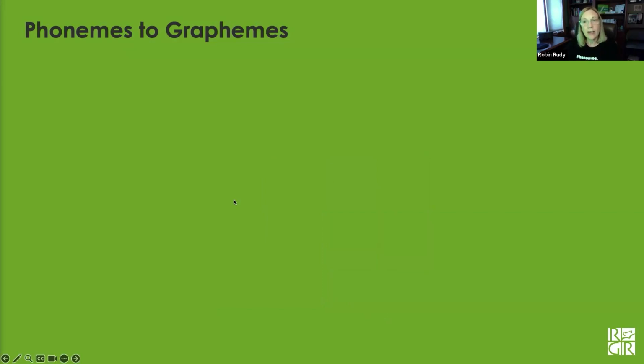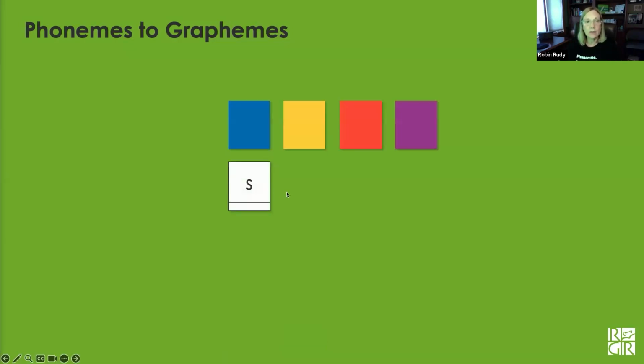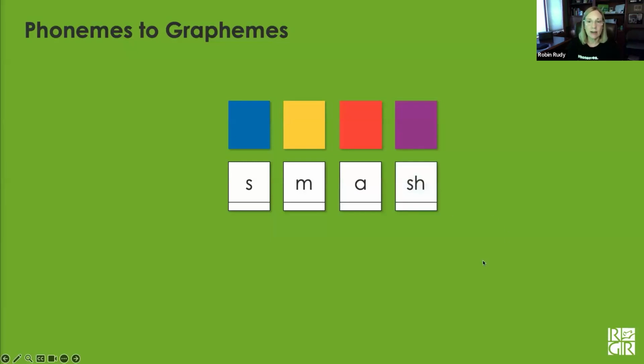Now, let's try it with another word. I want everyone to say the word smash and stretch it with me. Smash. How many phonemes did we hear? 4. So we're going to put out 4 color tiles. And then again, we're going to connect each phoneme to its grapheme. So the first phoneme spelled with S, next phoneme spelled with M, and then we've got that sh, that digraph.